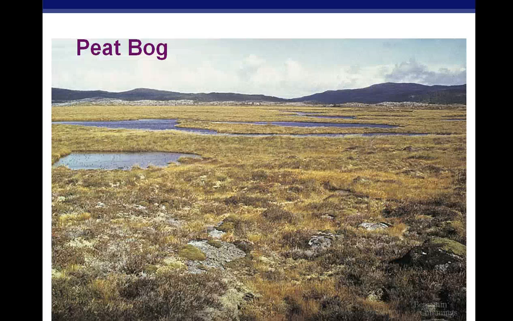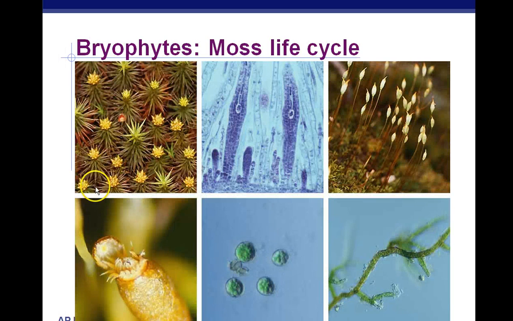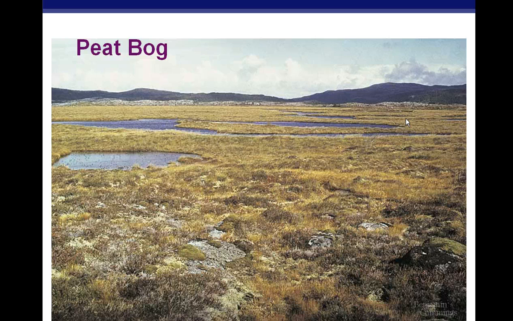Bryophyte, moss life cycles. Here we have the sporophyte at the top and the gametophyte at the bottom. It's just mostly gametophyte. Here we have the sporophyte on the top, producing the spores. Peat bog is just a huge area of bryophytes. They have to live near water. Imagine those sperm swimming through the water.